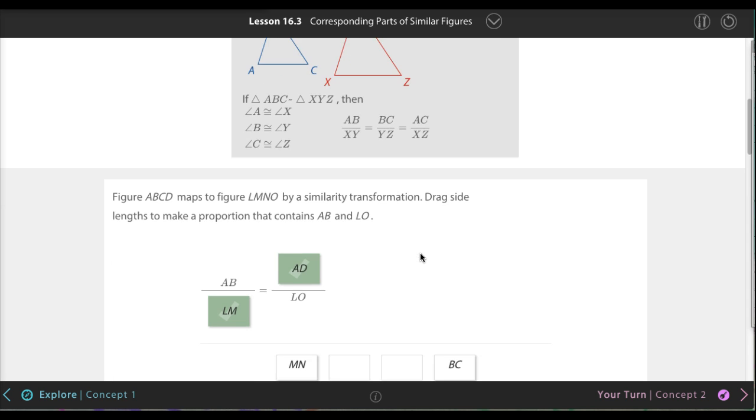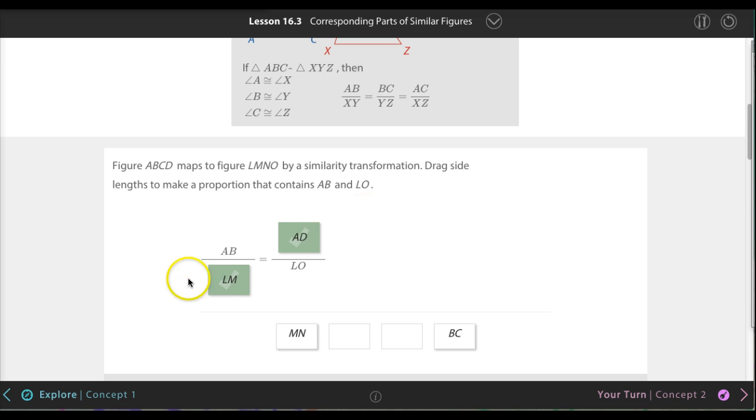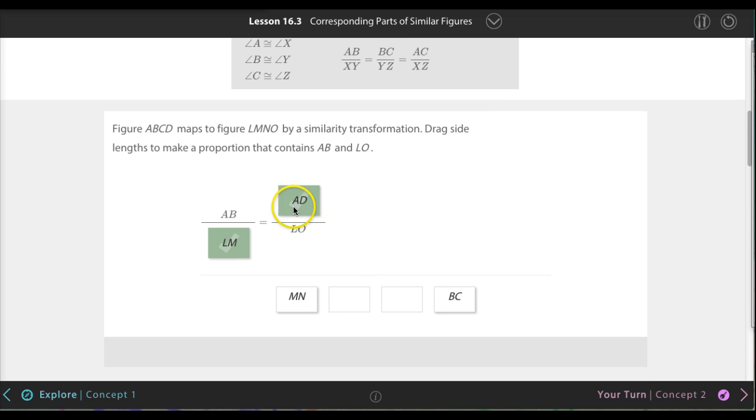And if you scroll down, you can actually see I already submitted the answer, so it's kind of like you're cheating, right? But figure ABCD maps to figure LMNO, and they are similar to each other. So what would AB go with? AB is the first two letters, so it will go with the first two letters here, which is segment LM. So make sure you put that there. And then of course, LO is the first and the very last, so you have to look for the first and the very last two letters, and that's AD.